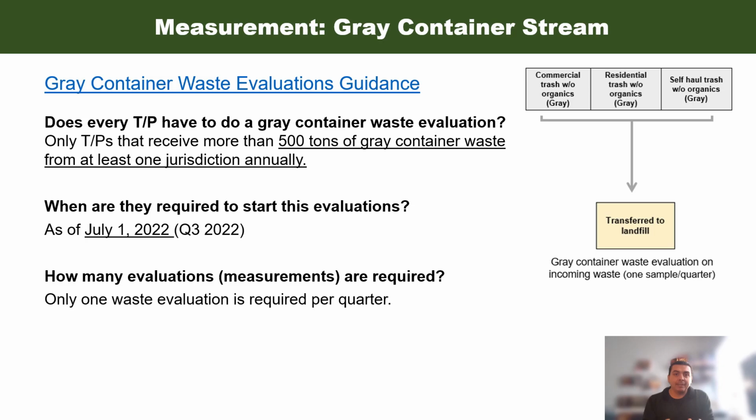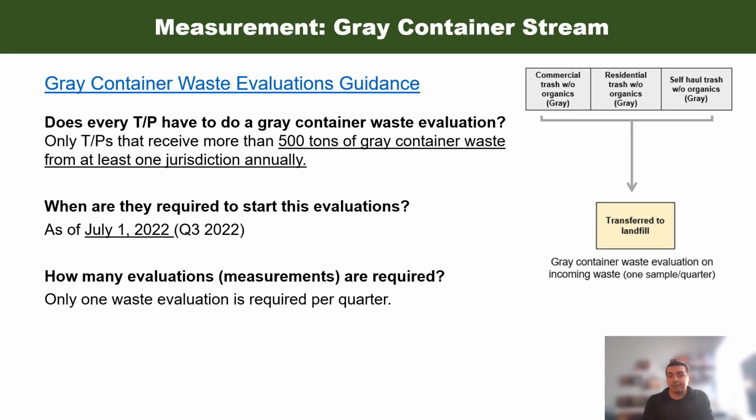If they receive at least 500 tons annually from at least one jurisdiction, then they will be required to conduct waste evaluations. This regulation went into effect as of July 1st, 2022. As for the number of waste evaluations required per quarter, unlike mixed waste and source separated waste, where it's a 10-day measurement window, there's only one gray container waste evaluation required per quarter. That's one thing to keep in mind as far as frequency when looking at this measurement in terms of the other measurements.